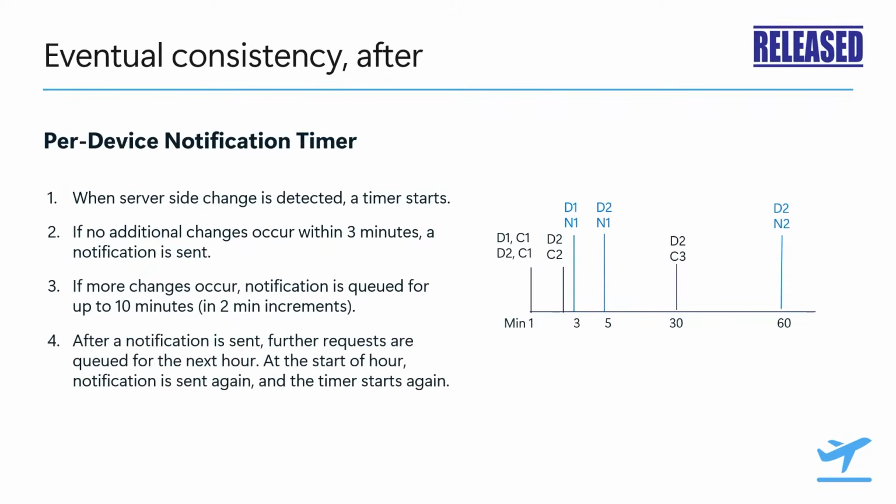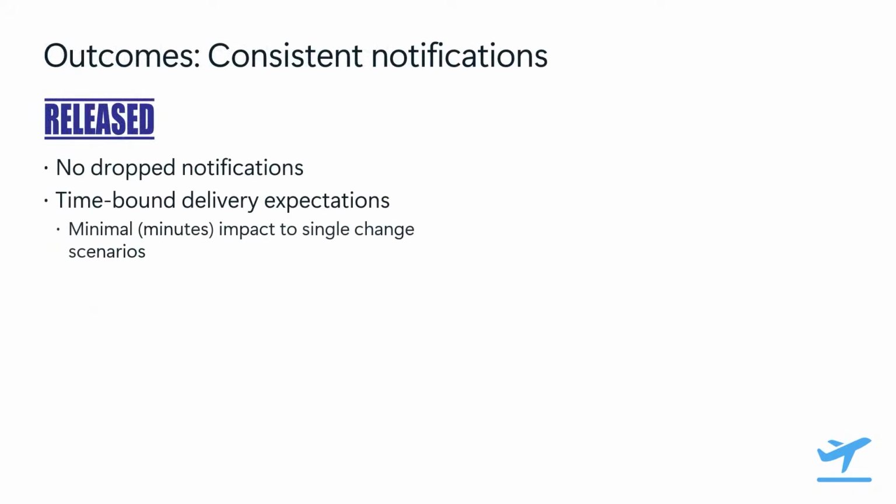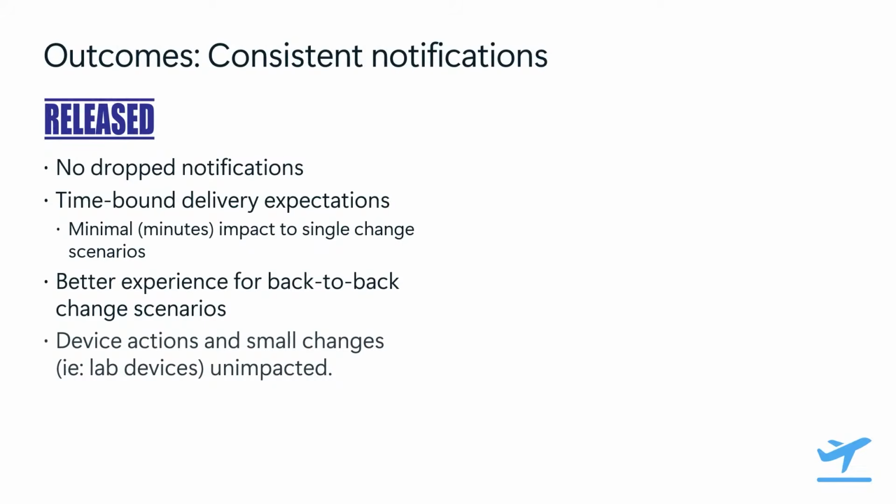After we notify devices, if there are more changes, we'll always queue another notification. Then opportunistically, as traffic allows, we'll release those notifications sooner. This gives you no dropped notifications. Every change you make will result in a push notification for devices to check in. Time-bound delivery expectations with minimal changes to single change scenarios. Better handling of back-to-back changes. All that without impacting small changes and single device actions. Those are never queued. They always jump the line.